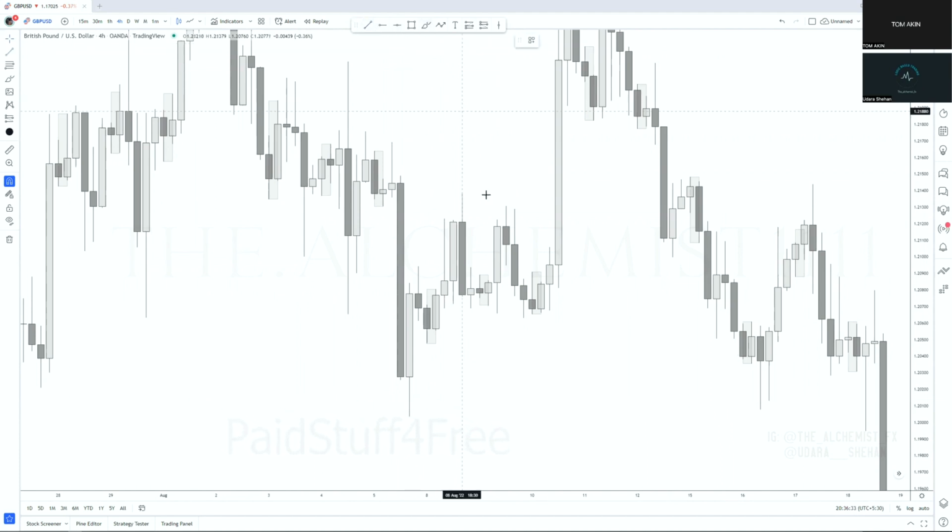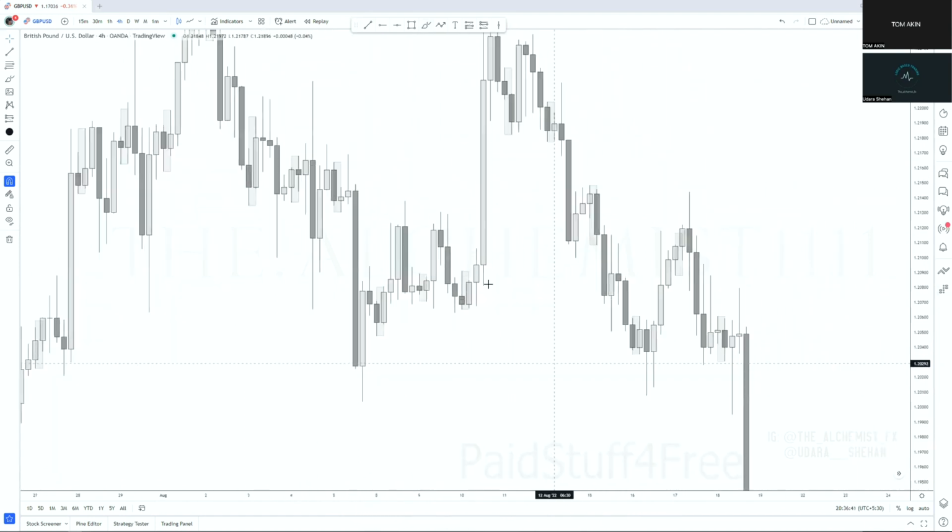It's something very simple, but it's very important because above every single swing high in the market, there will be buy stops resting. Breakout traders will be placing their buy stops above these swing highs. So let's talk about that later.